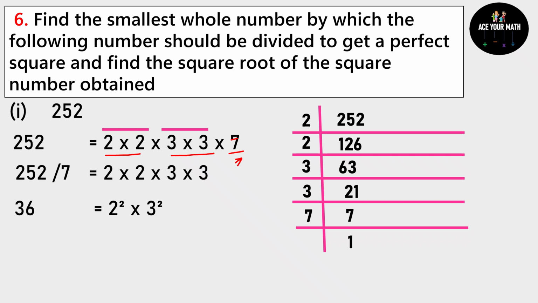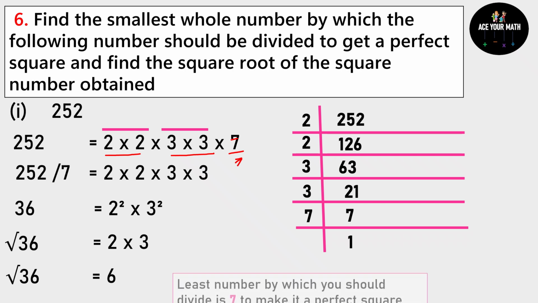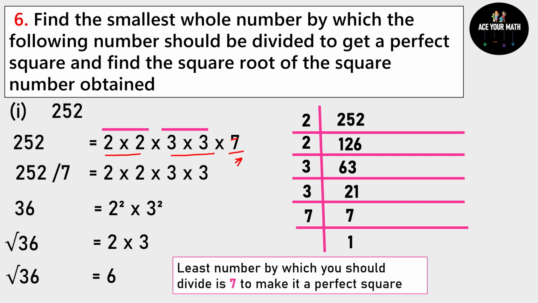Now the new number formed is 36. Now find the square root of this number. When you find the square root of 36, you will get 6 as the answer. So the question was, by which number the following number should be divided to get a perfect square? That least number is 7. After dividing by 7, the new number formed is 36, and the square root of 36 is 6.